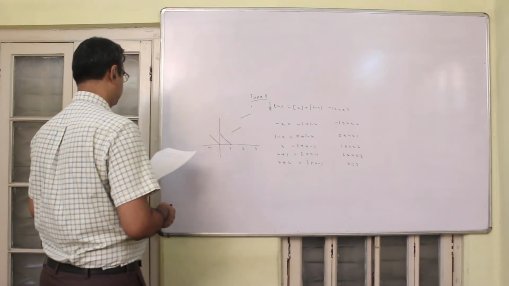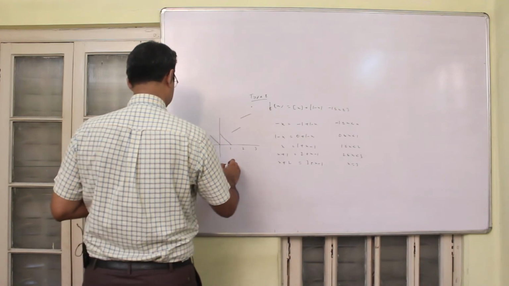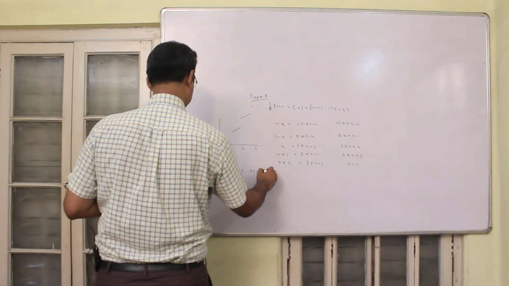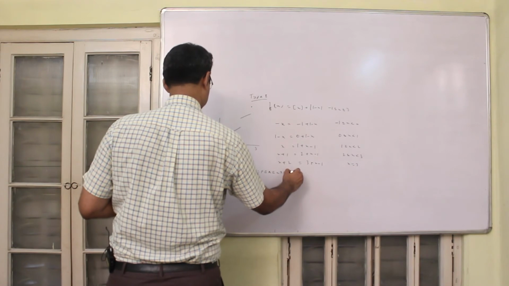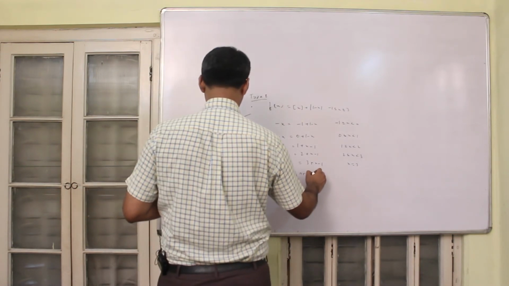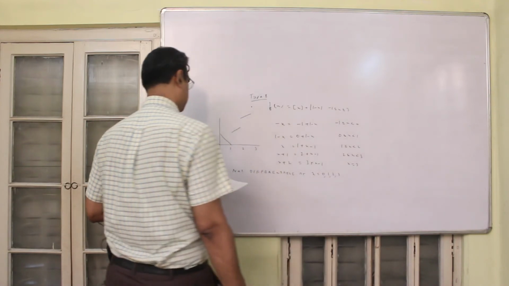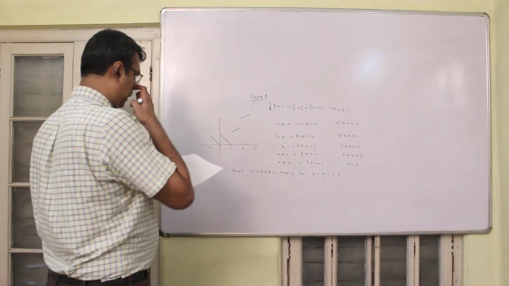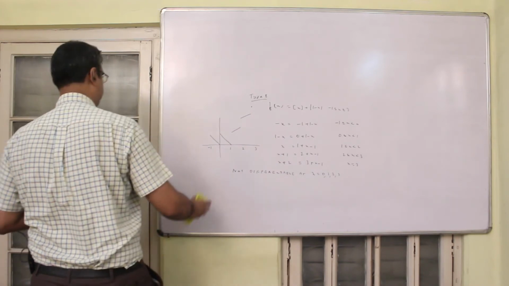So the question is, you have to examine the differentiability. So it is not differentiable at x equal to 0, 1, 2, 3. It is not differentiable at these points. So this is known as graphical method of checking the differentiability.